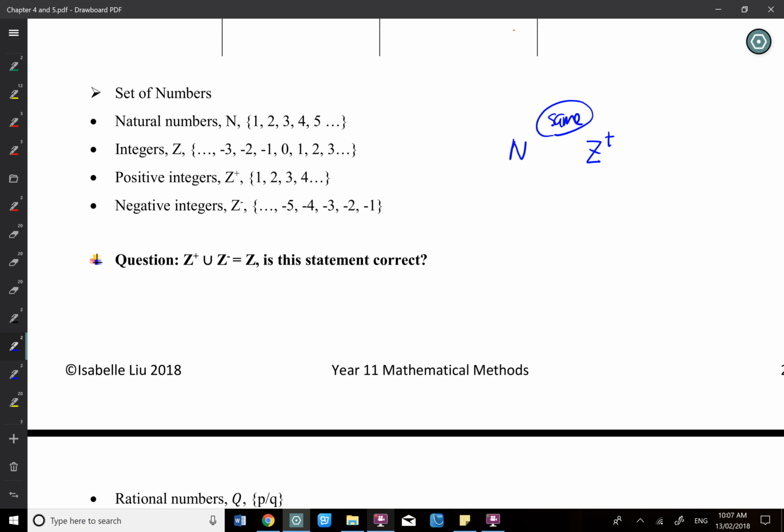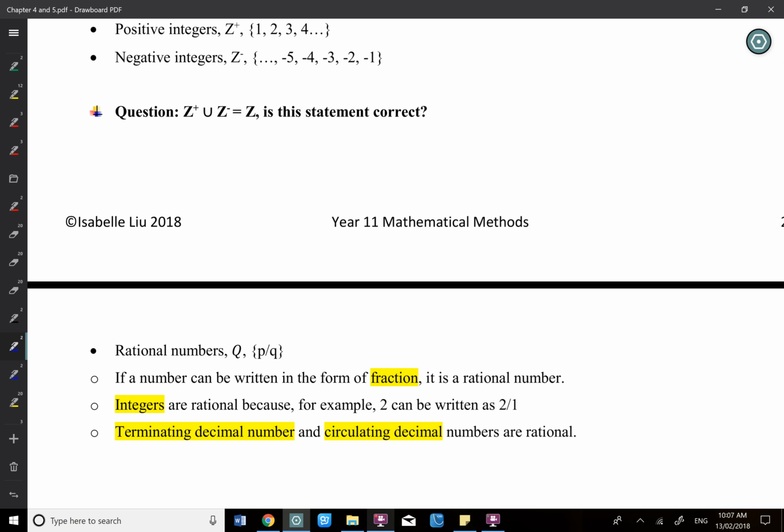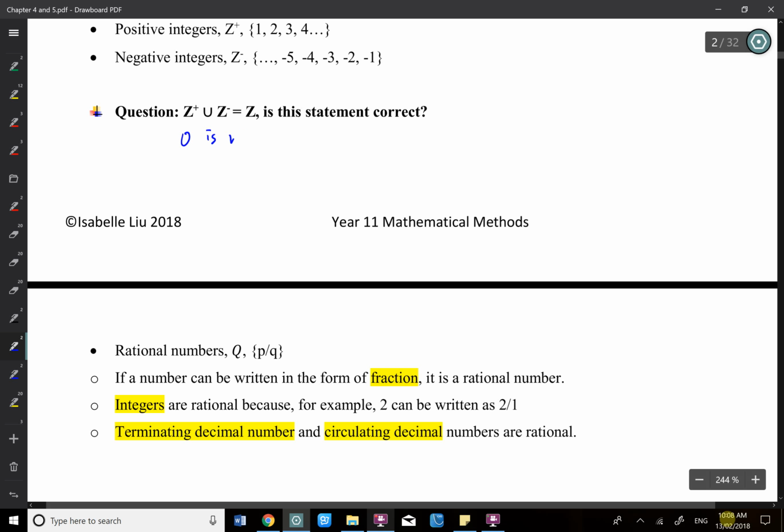So, is 0 a negative number? No, it's not. It's not included in either. So that's the next question. Do you think Z plus union Z minus will give you the whole Z set? Is that a correct statement or not? No. Okay, you give the hint. So why is it not correct? What's missing? 0 is missing from the left hand side.